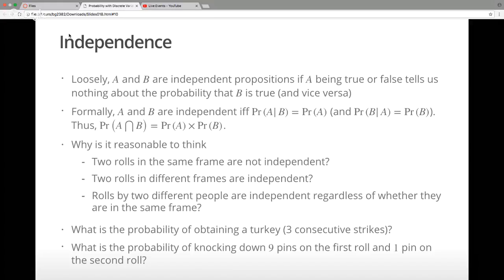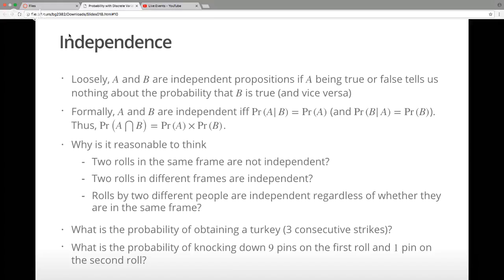Okay, so what would be the probability of knocking down 9 pins on the first roll and 1 pin on the second roll to get a spare? What would that be in terms of a mathematical expression? Merlin? Knocking down 9 the first time, times the probability of knocking down 1 on the condition of having knocked down 9.